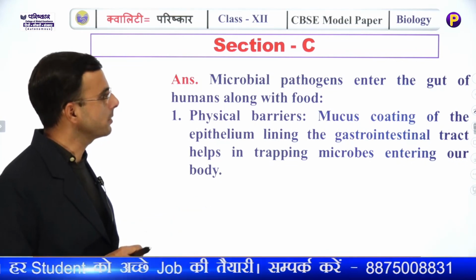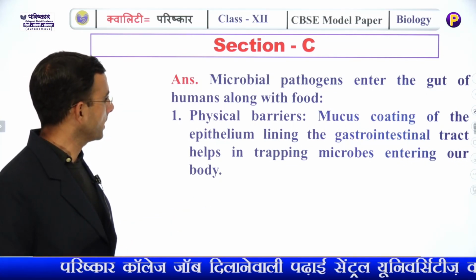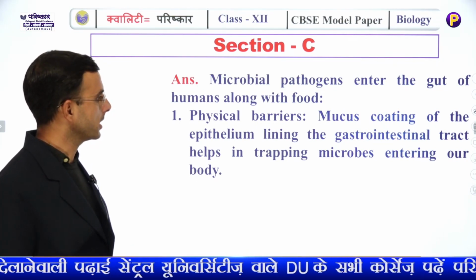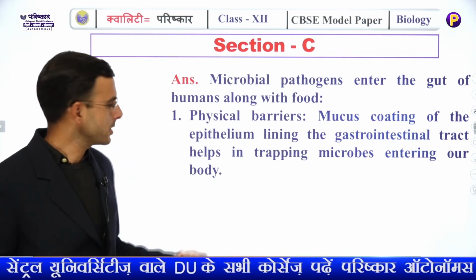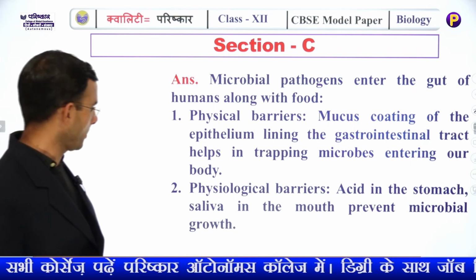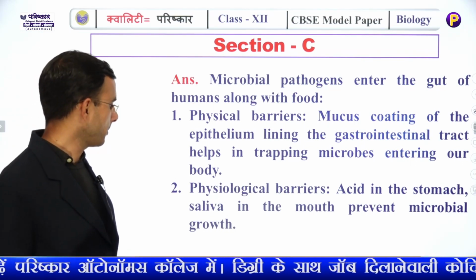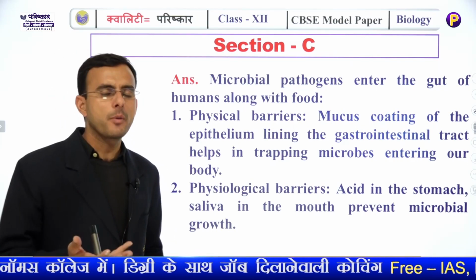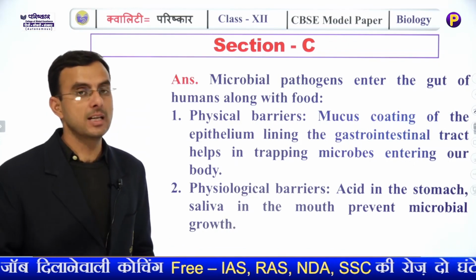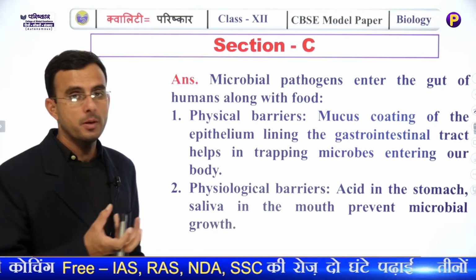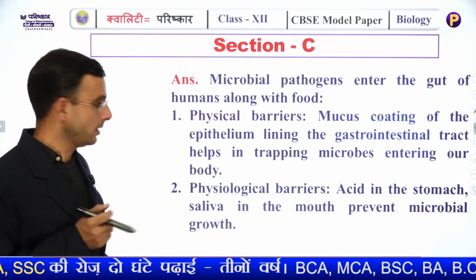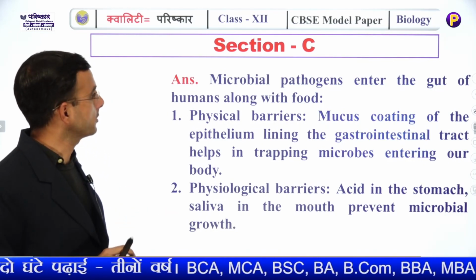Okay, so there are physical barriers, like the mucus coating of the epithelium lining the gastrointestinal tract, which helps in trapping microorganisms entering our body. That is part of innate immunity. The second one is physiological barriers: acids in the stomach and saliva in the mouth prevent microorganism growth. There are enzymes present in the saliva, and the stomach secretes HCl. Because of that, the host organism is protected from the pathogens.